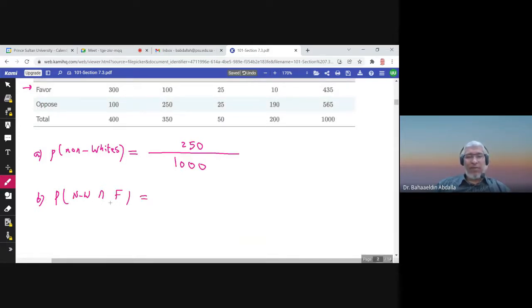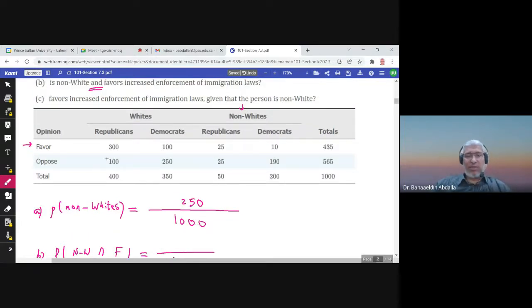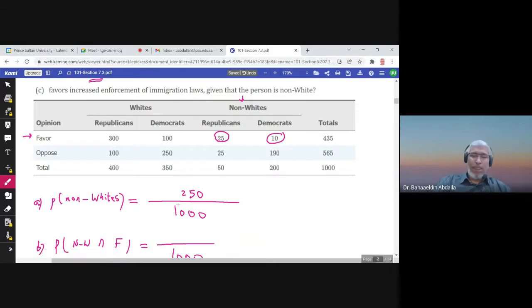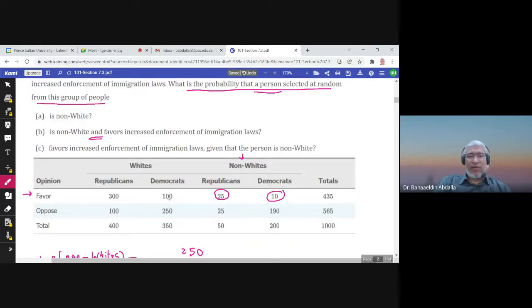So the number of elements in the intersection over the number of elements in the sample space. How many are there in the intersection? Well, we have 25 Republicans and 10 Democrats who are both non-whites and in favor. So 25 plus 10, 35. So this is the probability that the person is a non-white and in favor.